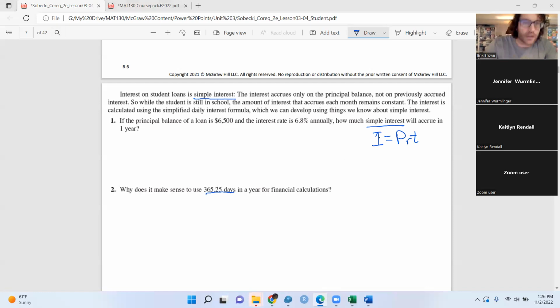So do you remember? Okay, let's see. What are you all saying? 442. Love it. Simple interest is calculated as the principal times the rate times the time. So if you needed $6,500 to pay for schooling, the way we would calculate that interest is this way.